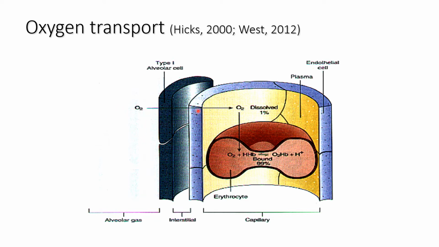Oxygen is driven across the alveolar wall through the interstitial space and across the capillary wall, and again dissolves into plasma. So about 1% of oxygen dissolved into plasma, but the rest, as I'm sure you're aware, probably about 95% or plus in healthy subjects, combines with hemoglobin to form oxyhemoglobin.